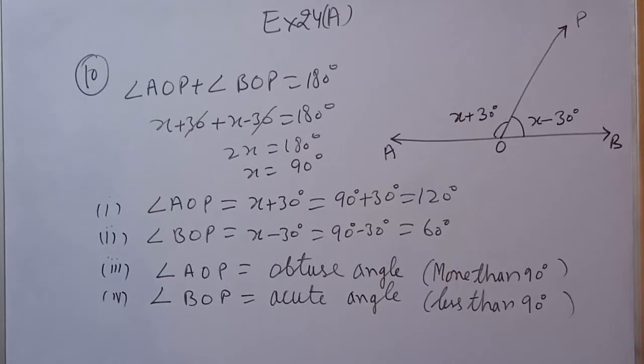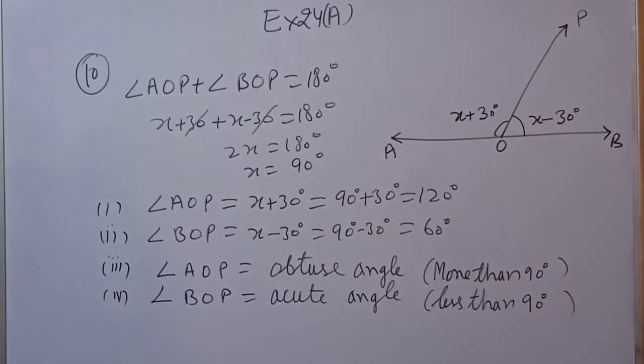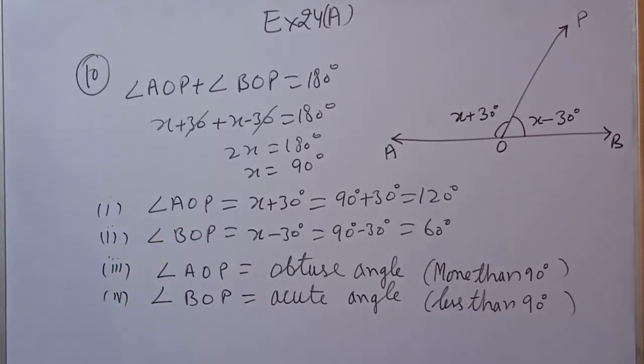Children, now I am taking question number 10, exercise 24A. Read the question. In the figure given alongside, AOB is a straight line. Find the value of x and also answer each of the following: angle AOP, angle BOP, which is obtuse angle and which is acute angle.